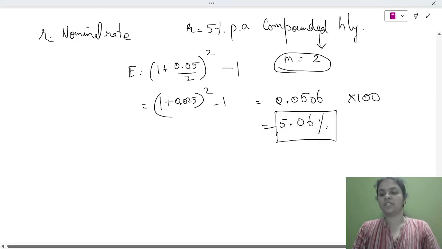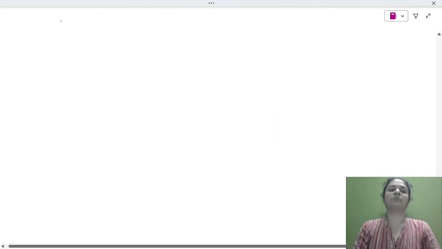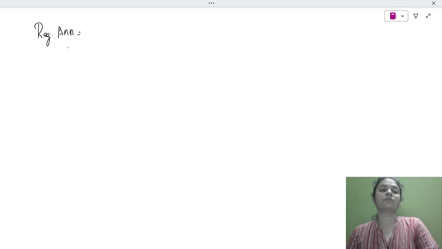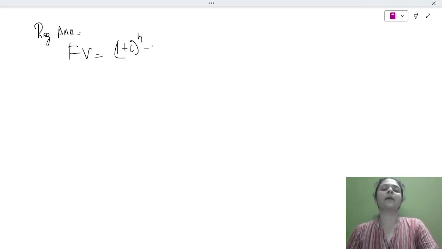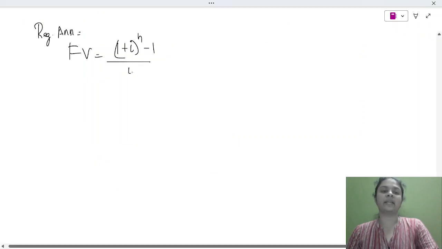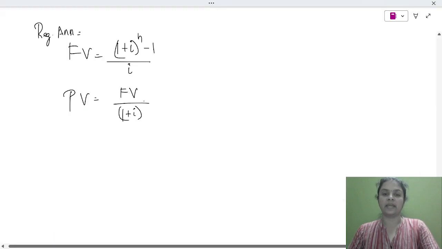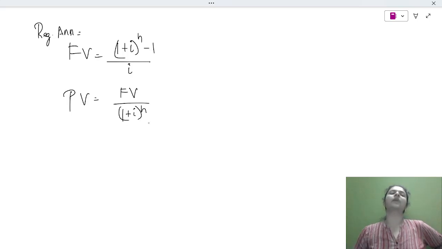For ease of understanding, they put R, but you have to use it as I. So we can write this as, for annuity regular, future value is equal to 1 plus I the whole power n minus 1 divided by I. And how to find the present value? Present value is nothing but future value divided by 1 plus I the whole power n.